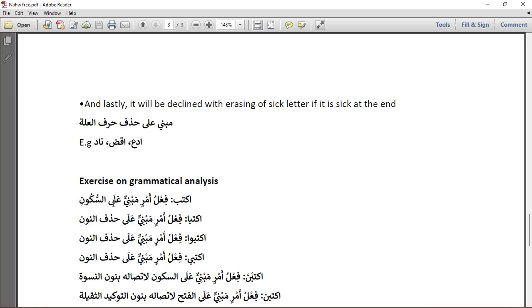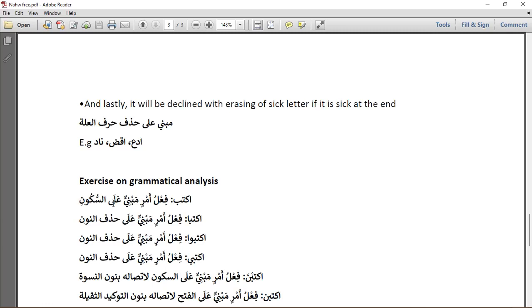Because the verb from the mudari is what? Yaktubani or taktubani. So what do we do? We remove the harf mudara and remove the nun. So because we have removed the nun, the i'rab becomes mabniyu ala hazfi nun. Uktubu, the same thing, because it's coming from what? Yaktubuna or taktubuna. We remove the harfu mudara and we remove the noon. Because we have removed the noon, it becomes fi'lu amri mabniyun ala hadfi noon.